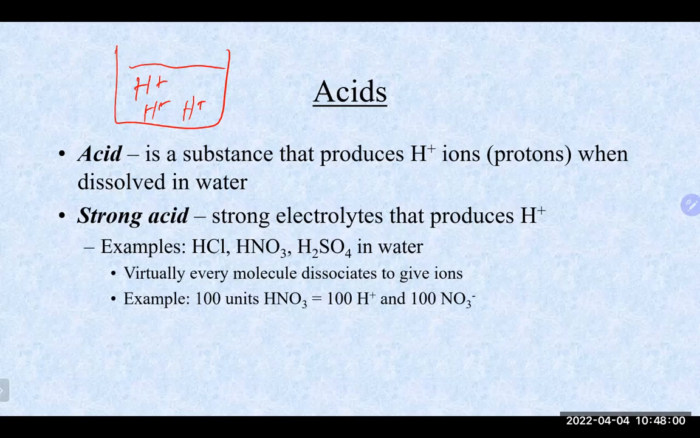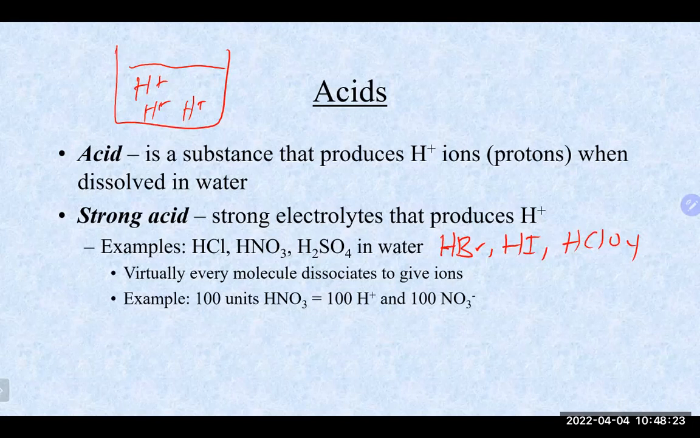really well. There's strong electrolytes, which 100% break apart in solution. There's none of those units still together. And strong acids are strong electrolytes. So these are some examples of some strong acids. Some other ones are hydrobromic acid, hydroiodic acid, perchloric acid. So these are some examples of strong acids.